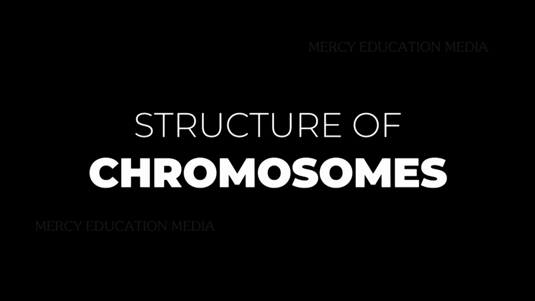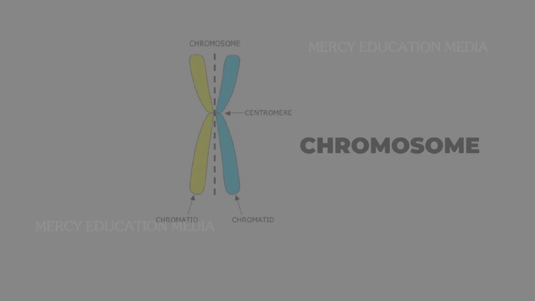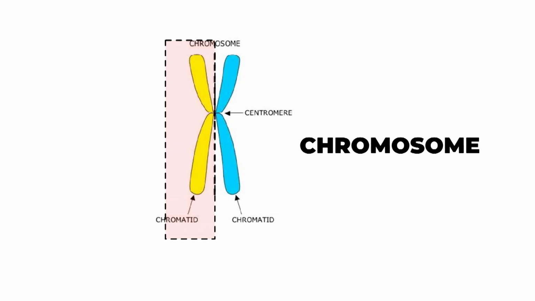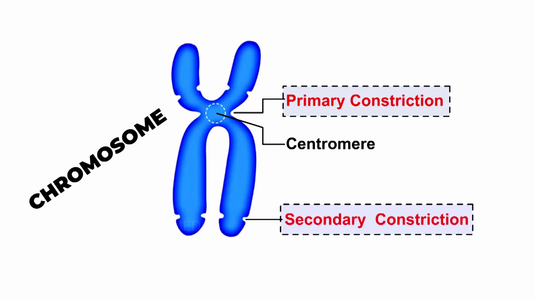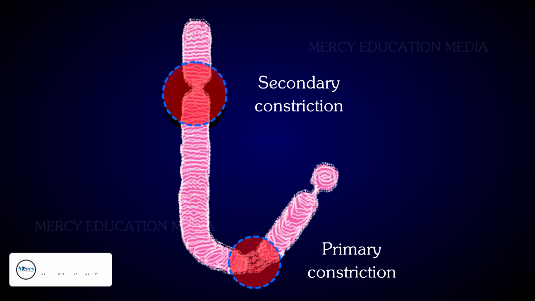Describe the structure of chromosome. Chromosome consists of similar structures called chromatids. They are identical and are called sister chromatids. A typical chromosome has narrow zones called constrictions. There are two types of constrictions, namely primary constriction and secondary constriction.